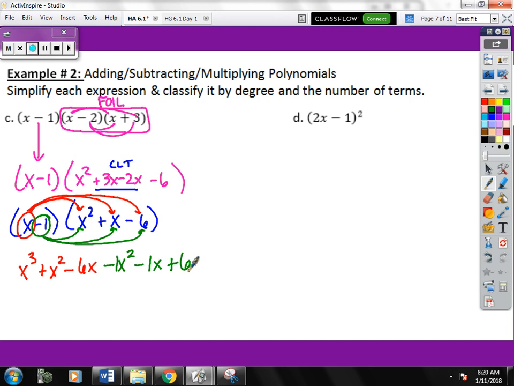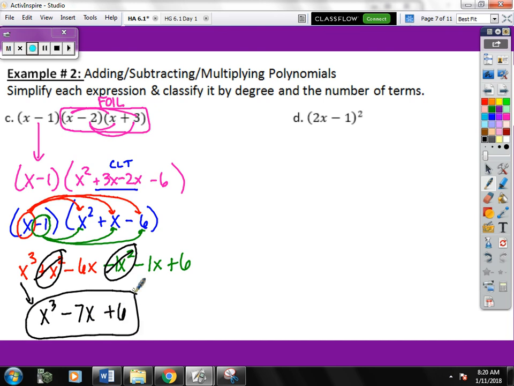Now all you have to do is combine your like terms and write it in standard form. So x cubed can't be combined, but I would bring it down first so it's in descending exponent order. We have a positive x squared and a minus x squared. Those would become 0. We have a negative 6 and a negative 1, which is a minus 7, plus 6. Who can classify that? Awesome. Perfect. Okay, so that was the hardest one. The next one's actually easier.